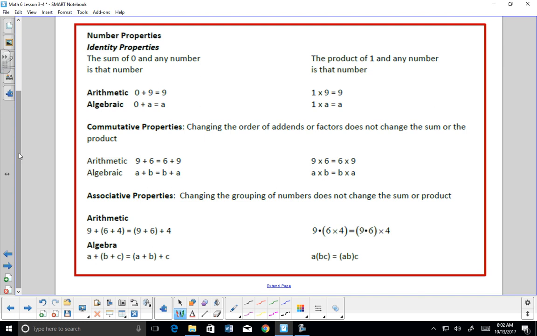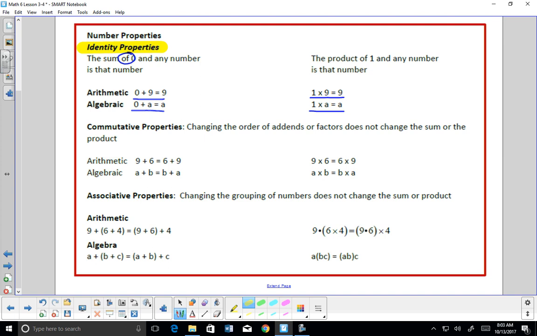For addition, your identity property is 0. If I add 0 to something, I'm not changing anything. 0 plus 9 is 9. 0 plus a is a. What can I multiply any number by and not change my original number? That would be 1. So that says the product of 1 and any number is that number. 1 times 9 is 9. 1 times a is a. These are called your identity properties. Hopefully you will start learning some of these properties so that when I go through them later on, you'll remember them and be able to apply them.